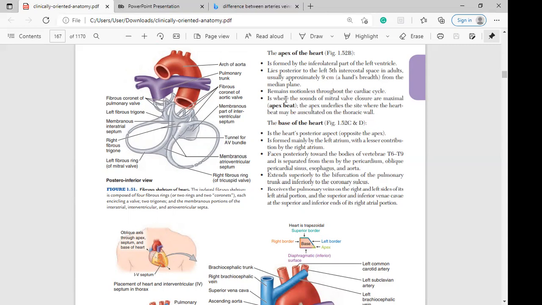Now, that apex of the heart is also the place where you get the apex beat, which I mentioned before. So the apex of the heart is where the sounds of the mitral valve closure are maximal. So if you want to hear that lob dub sound of the heart that we talked about, you put your stethoscope on the apex of the heart, because that is where the mitral valve is located.